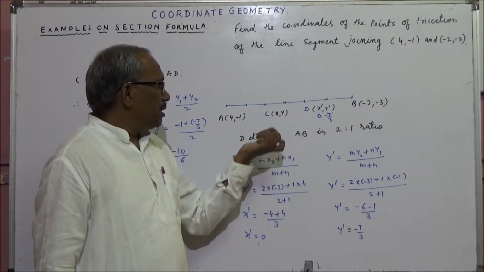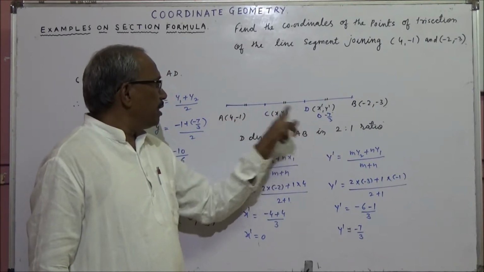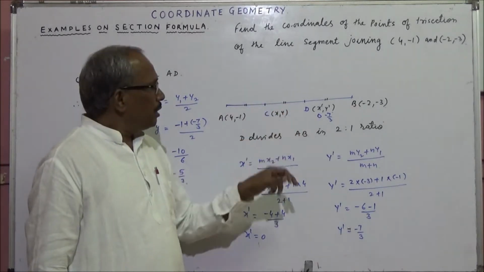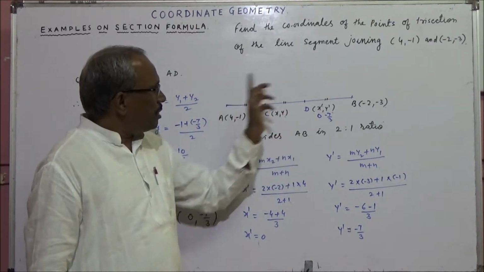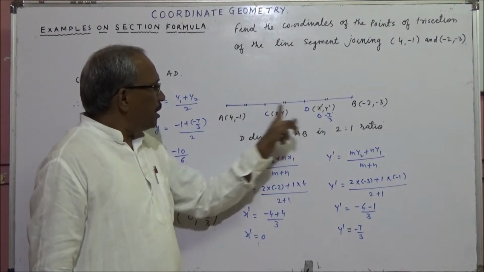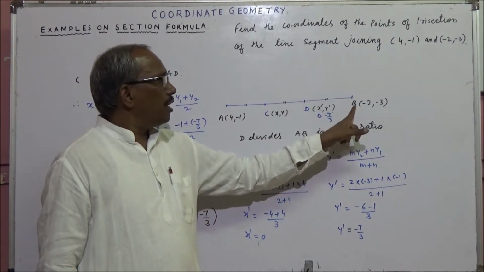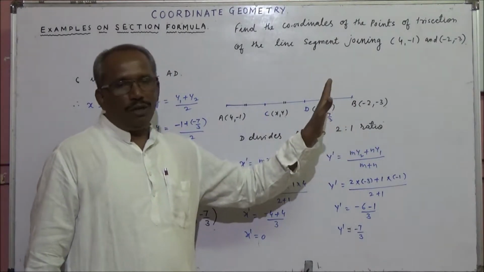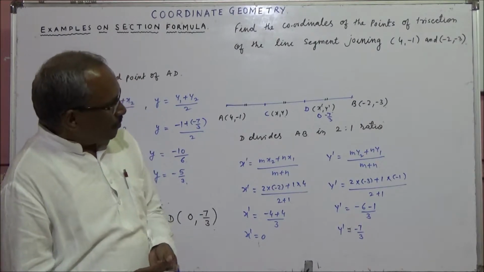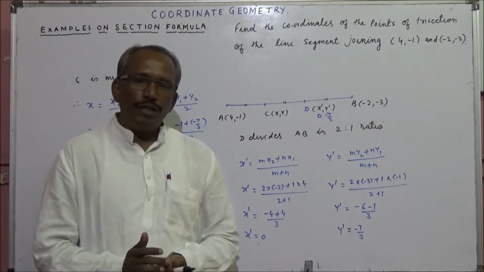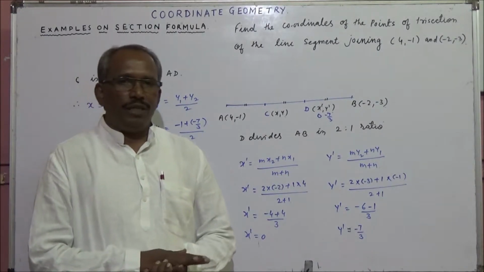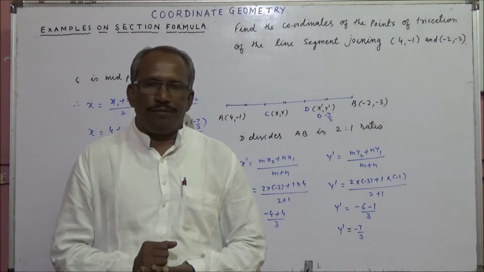Then C divides AD in 1:1 because these two are same, and D divides AB in 2:1 ratio because AD is 2 times of DB, so 2:1. So in this way we can calculate easily the coordinates of points which are trisecting a given line segment. Okay? Thank you.